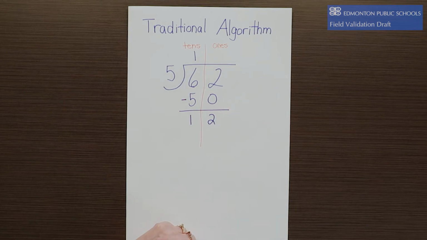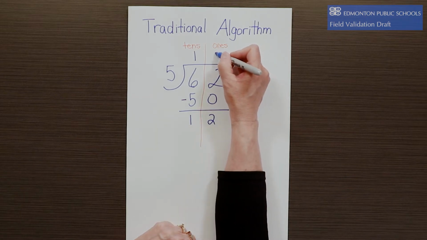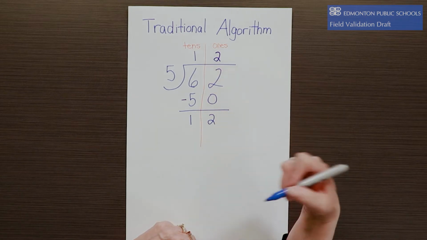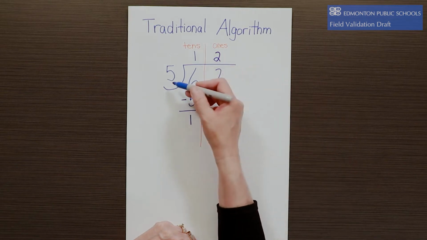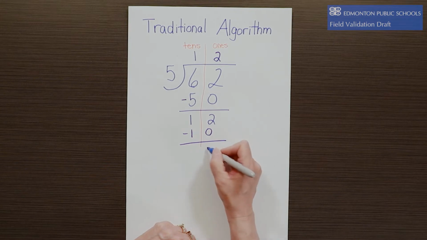And I come up with 12. I know that a number multiplied by 5 that's close to 12 is 2. 5 times 2 is 10. So I'm going to record this 2 in the ones place value. I'm going to multiply my 2 and my 5 to get 10 and subtract.